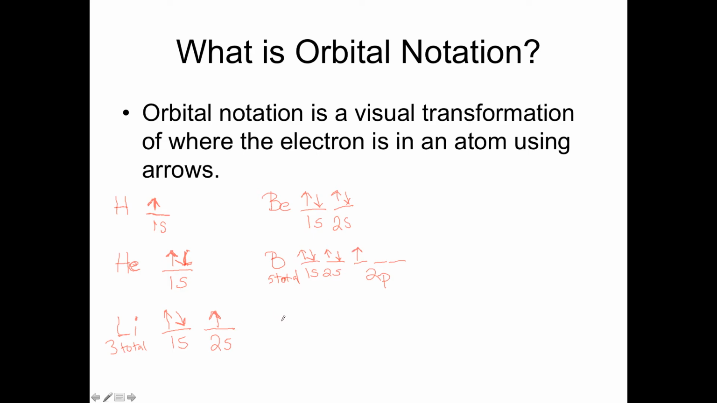After boron, carbon. Carbon has 6 total. We'll start at 1s. I'll go up, down. Now I'm going to go over to 2s. Up, down. Now I'm going to go to 2p. Again, I'm going to represent it by 3 lines, just like we did for boron. I'm going to go up. Now I need one more arrow in carbon.